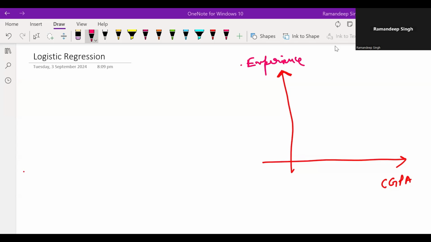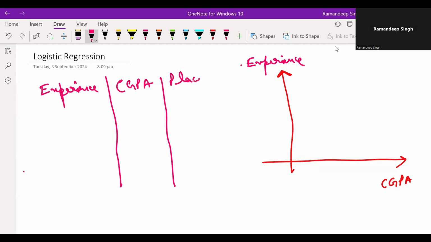Hello everyone. Today we will be discussing the concept of logistic regression, right? So let me give you an example. I have an input column, experience, and the CGPA of a student, and I have the data whether he is placed or not.